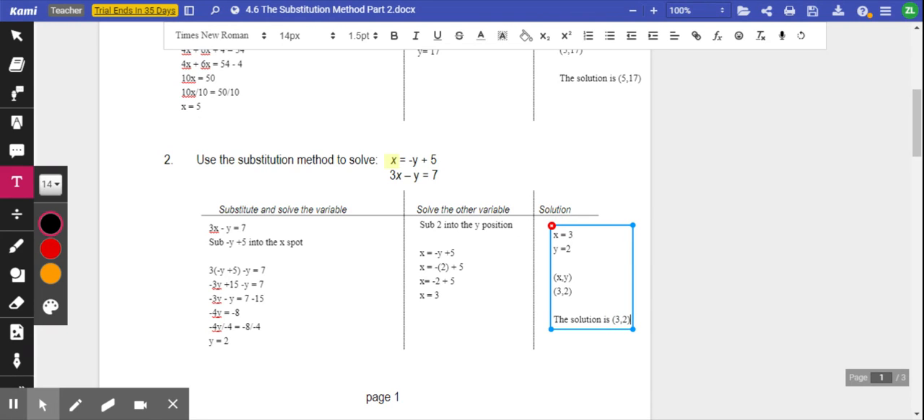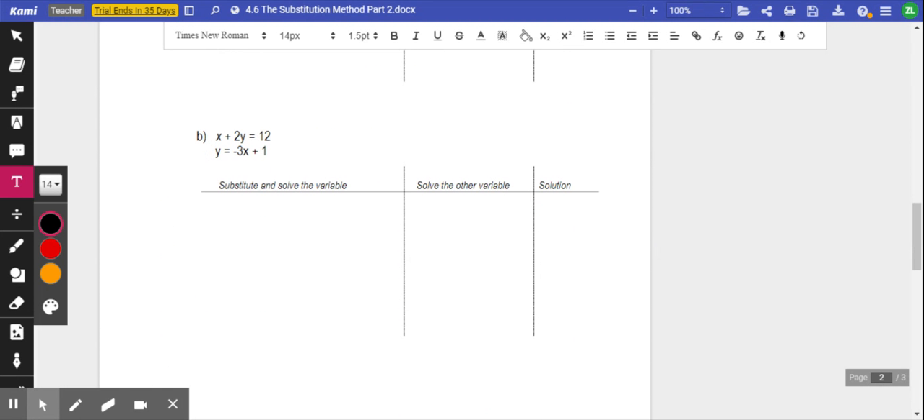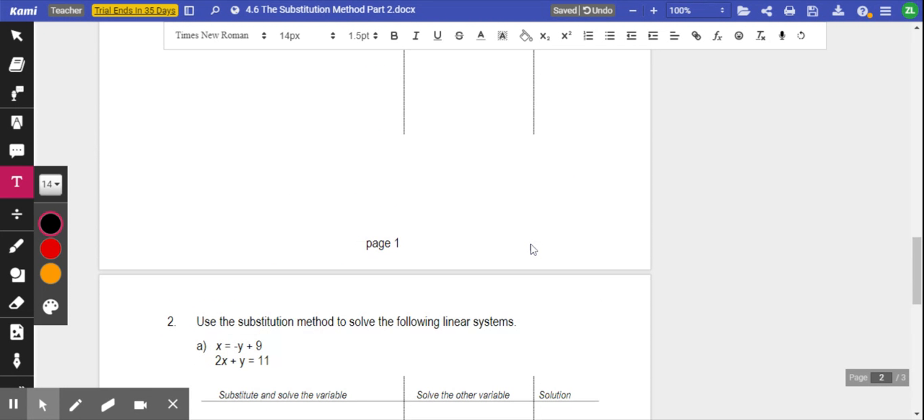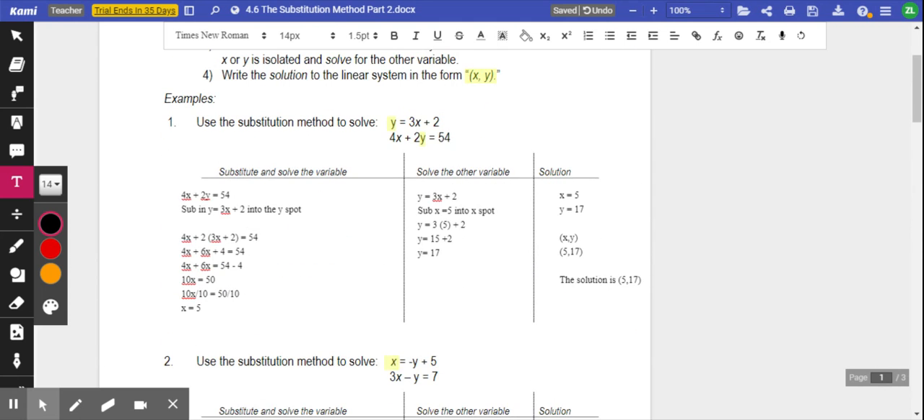Okay, and that's all for the lesson. So again, you're going to have these couple here to look through for examples, and you'll have a short assignment to complete.